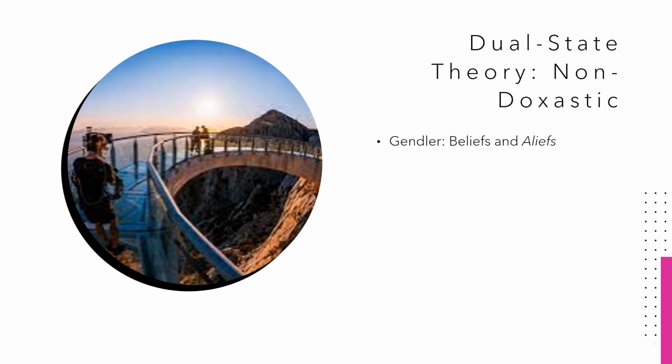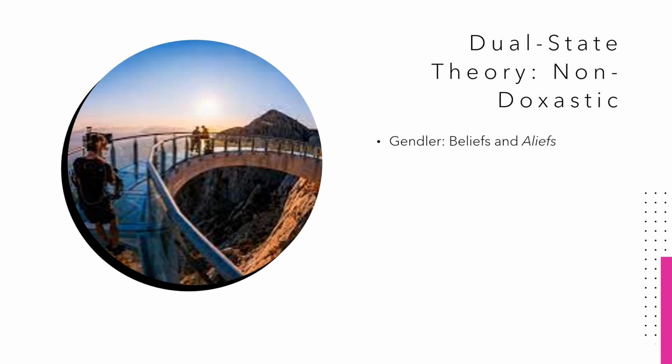So there are two ways of thinking about dual state theory. We can have a kind of non-doxastic version. And we're given that by this example of Gendler and beliefs and alifs. So the question here is, how do we characterize these dual states or these dual attitudes? Are they both beliefs, or is something else going on? So a non-doxastic state is not a belief state. In other words, it doesn't involve beliefs. And these are things that Gendler calls alifs to distinguish them from beliefs.